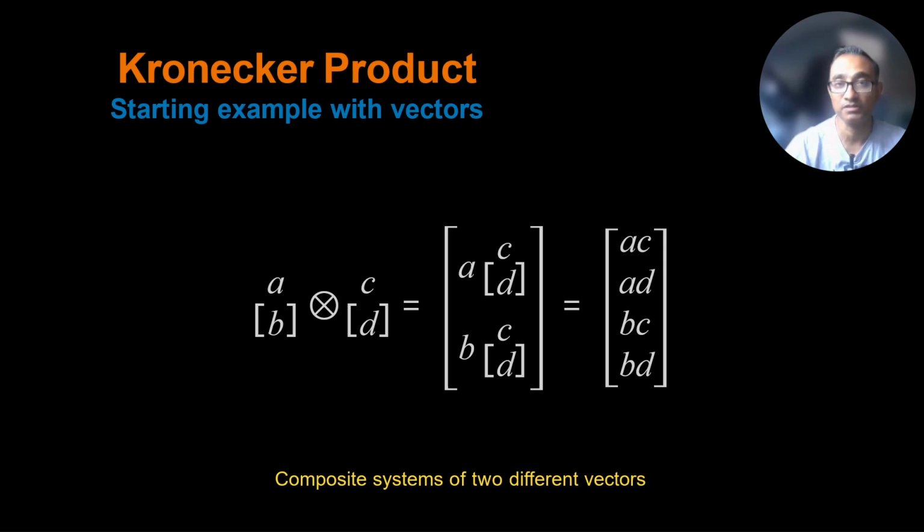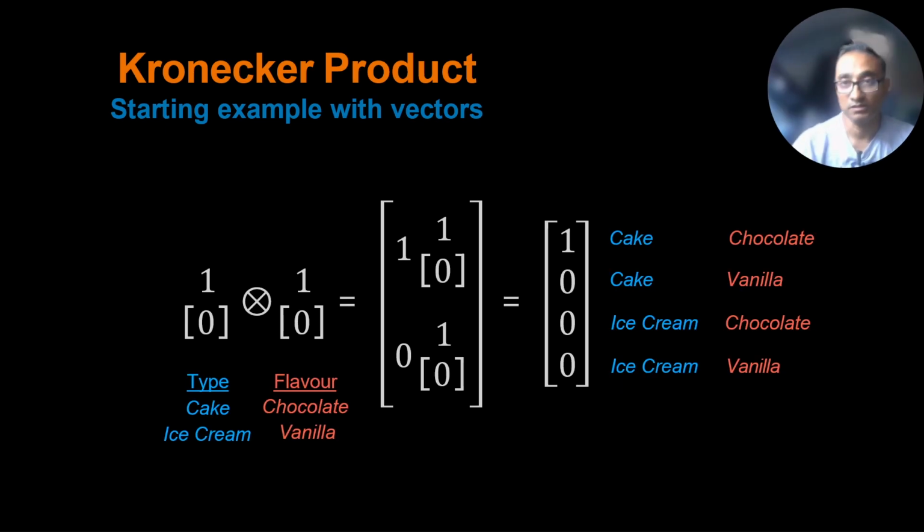As you can see in the example, this results in A multiplied by C, A multiplied by D, B multiplied by C, and B multiplied by D. If you want to understand this concept in more layman terminology, for example, if the first system represents that we have a cake and ice cream, and the second system represents flavors, chocolate or vanilla, you make a composite system out of this, and you will end up having a combination of chocolate cake, vanilla cake, chocolate ice cream, and vanilla ice cream.